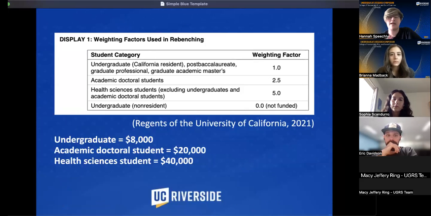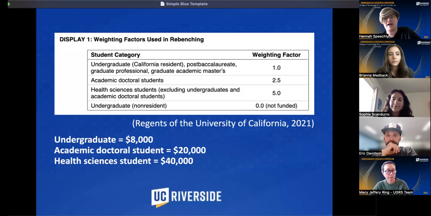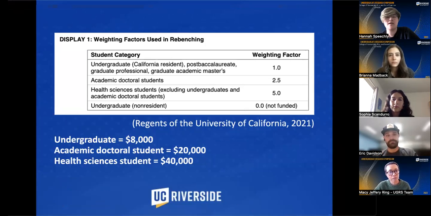This goes by weighting factors. So undergraduate California residents are at 1.0, which is around $8,000. Academic doctoral students are funded at 2.5. Health sciences students are at 5 times. So you can see here, undergraduates 8,000, and academic doctoral students, like a PhD in education or a PhD in chemical engineering, are going to be funded at $20,000. A health sciences student would be funded at $40,000.